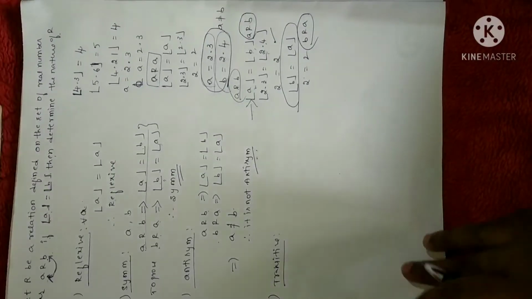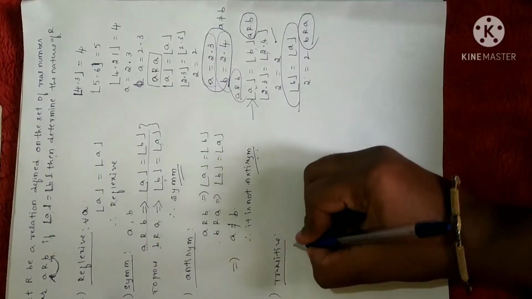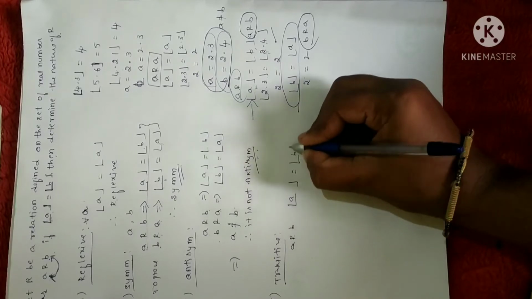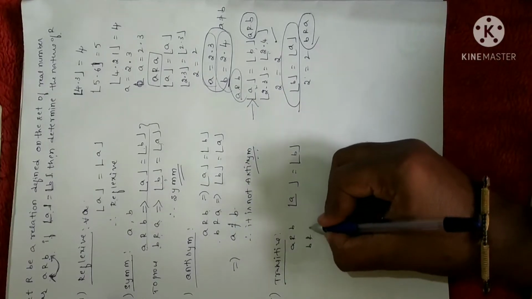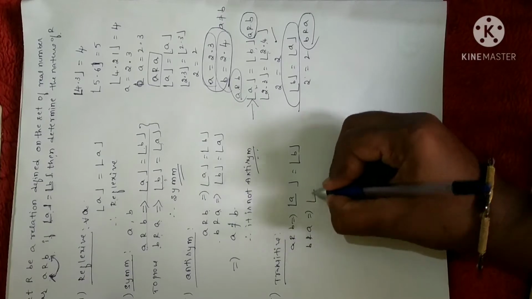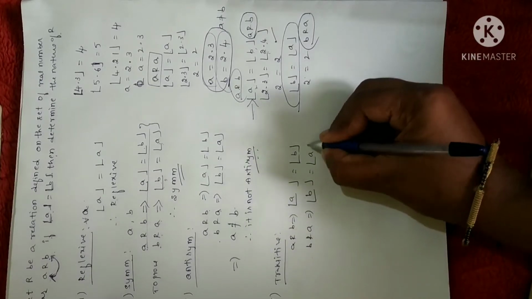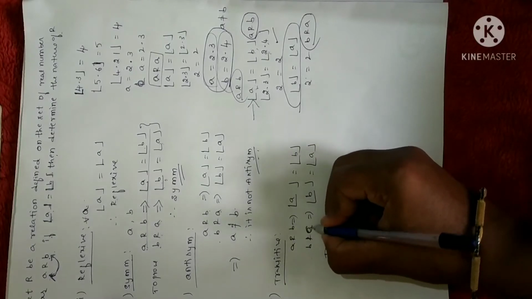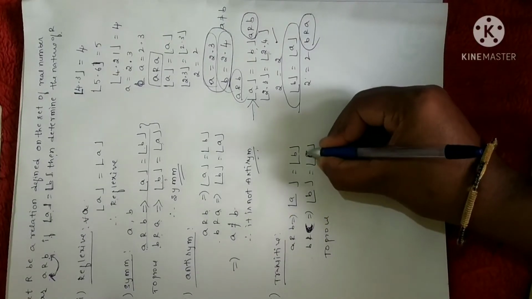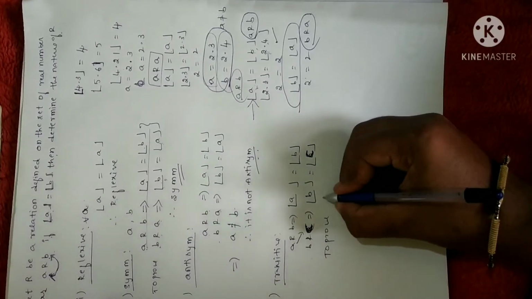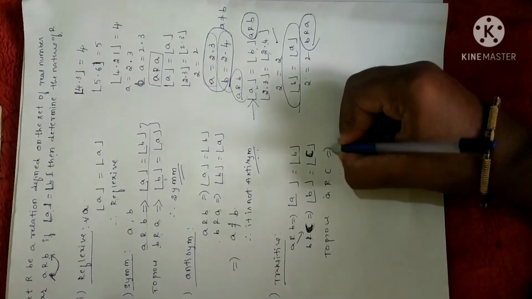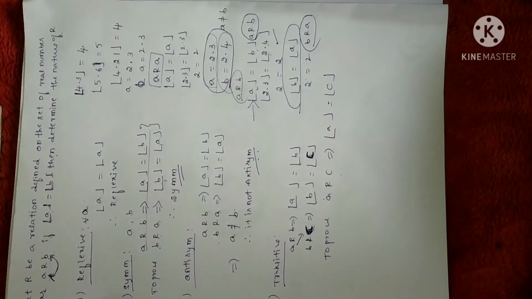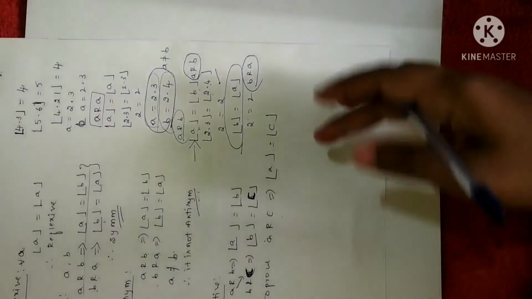Transitive. So as per the definition of transitive, let me take A related to B, in the sense flooring of A is equal to flooring of B, and B related to C implies flooring of B is equal to flooring of C. I have to prove A related to C, in the sense I have to prove flooring of A is equal to flooring of C. I'll prove this by counter example.